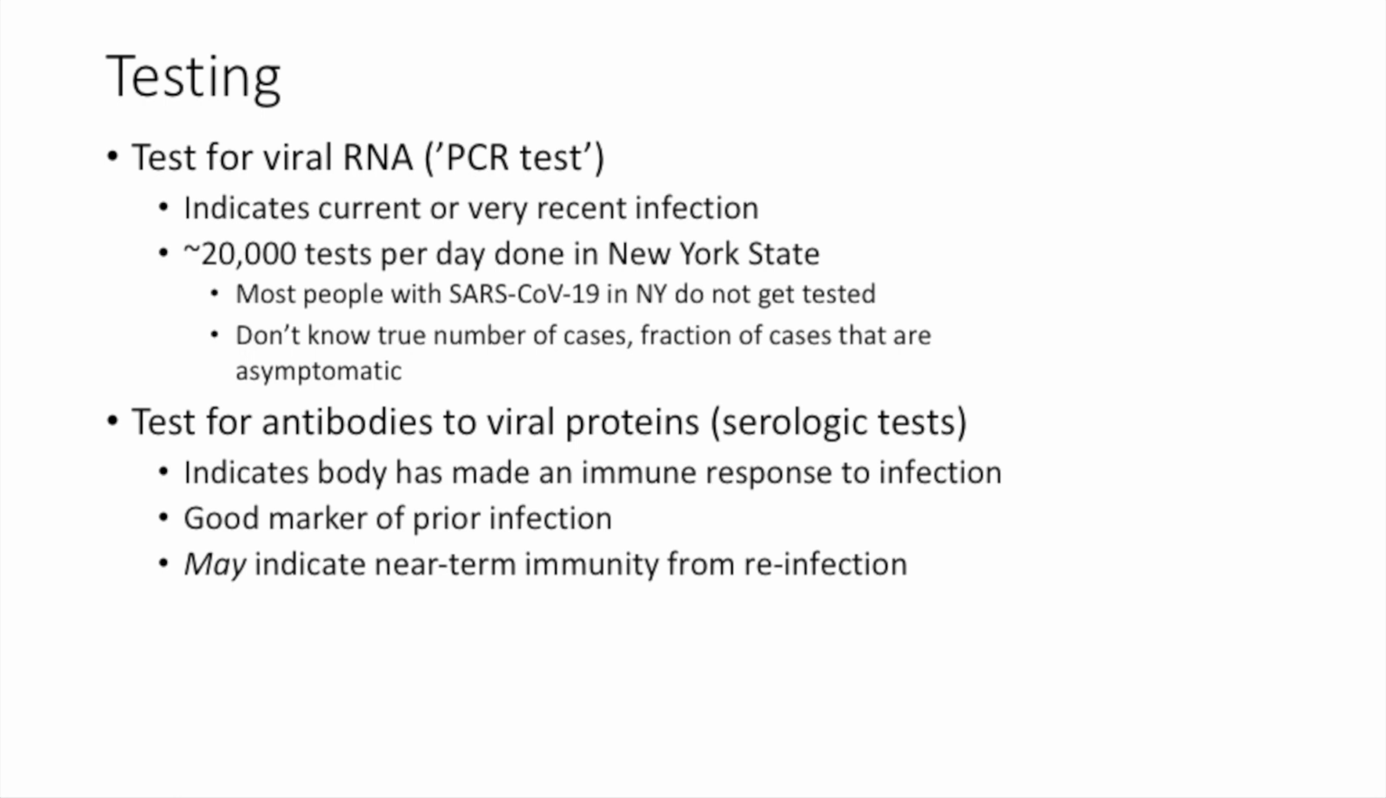There's a second test that is rapidly approaching wide use, and this is a test for antibodies to viral proteins, so-called serologic tests, because it's taken from the plasma of the blood or the serum of the blood. And these tests can tell you whether your body has made an immune response to infection, and it's a very good marker, very specific, of prior infection. Importantly, it may indicate near-term immunity from infection, but that's a major question that we don't have full data on yet at this point. All we know is that these people recovered from the viral infection and they mounted an immune response. We don't know how immune they will be to subsequent infection with the same virus.